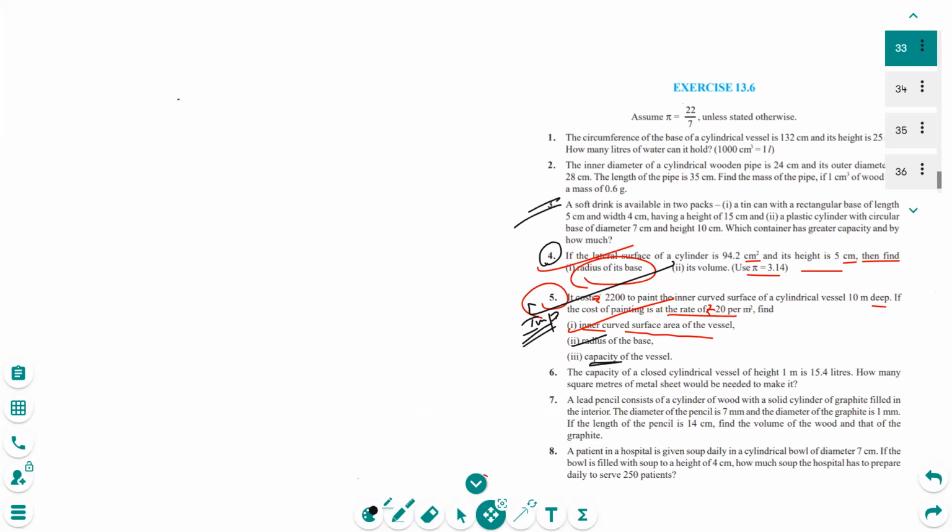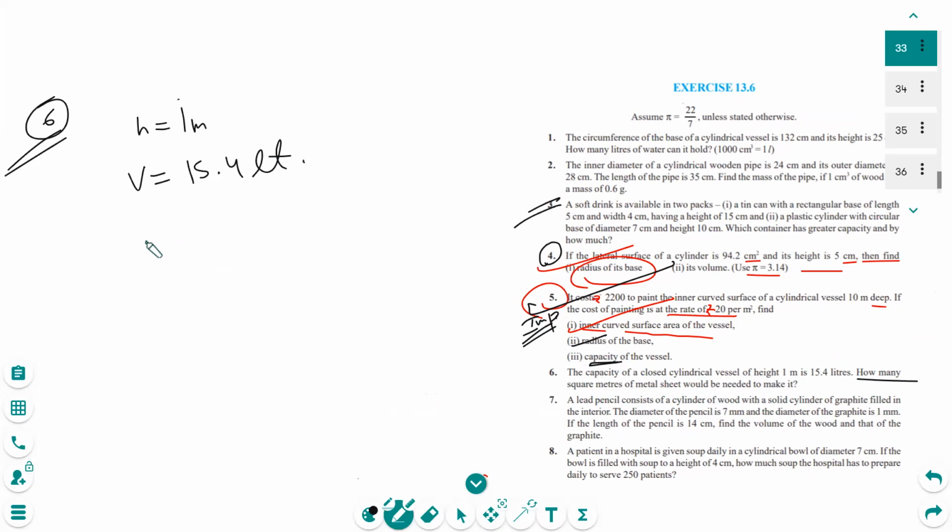Question 6, 7, 6. The capacity of a closed cylindrical vessel of height 1 meter is so many liters. How many square meters of metal sheet would be needed to make it? Capacity means volume in liters. Square meters tells me it's about area, and closed means total surface area. That makes sense, right?